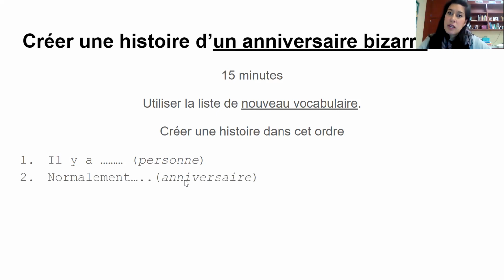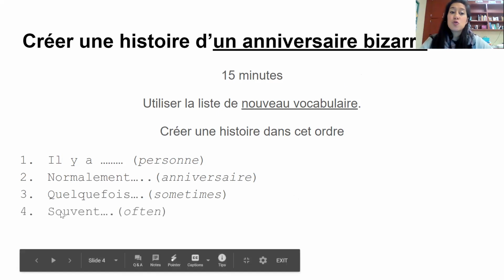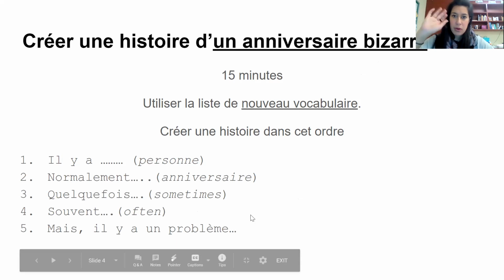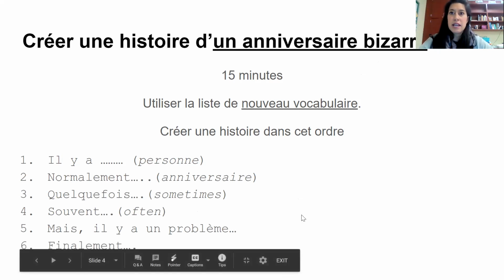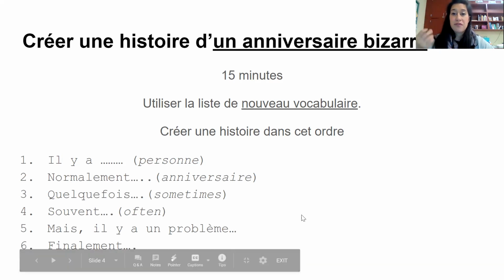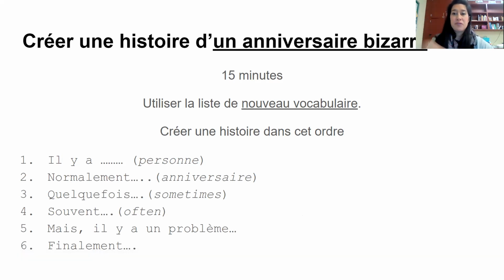Normalement, qu'est-ce qu'il fait pour l'anniversaire? Qu'est-ce qui est normal? Quelquefois, qu'est-ce qui se passe quelquefois? Alors, c'est un anniversaire bizarre. Souvent, qu'est-ce qui se passe? Souvent, bla bla bla. 5. Mais il y a un problème. Qu'est-ce que c'est le problème? Inventer un problème, créer un problème. Et numéro 6, c'est la dernière. Finalement, point, point, point. Finalement, qu'est-ce qui se passe? Fini l'histoire.